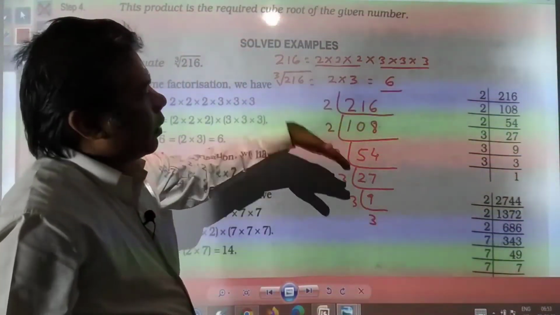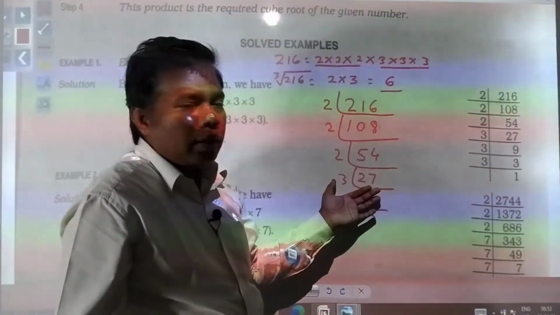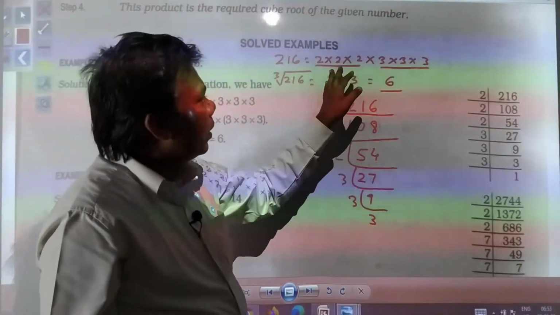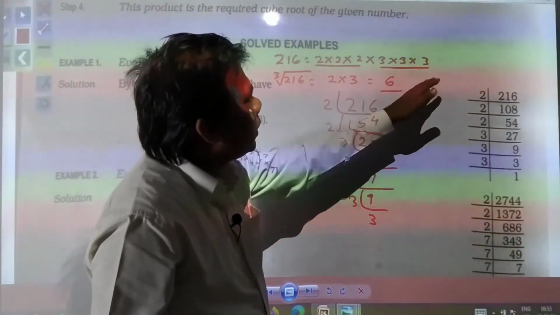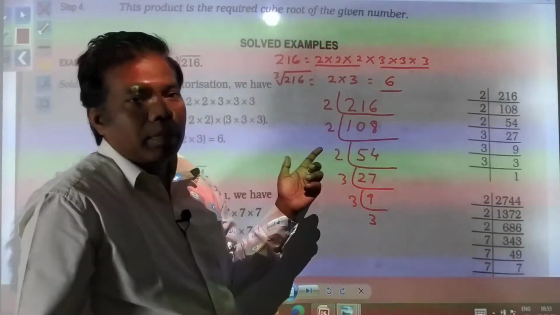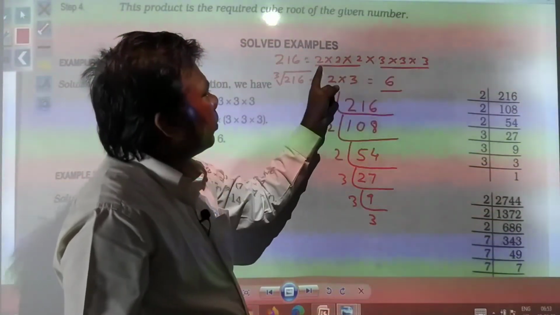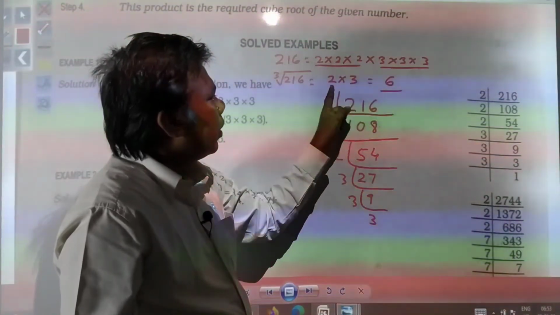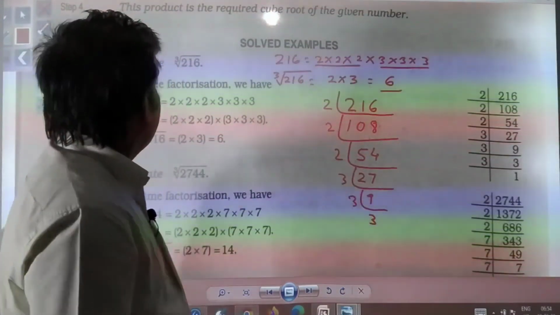So in this way, if any given number is there, you just find out the prime factors of that, then a triplet is required to be recognized, and then the product of those triplets will be the cube root of the given number. Product of those triplets means from one triplet one number you need to take. Suppose you had one triplet of 2 and one triplet of 3, so only 2 and 3 will be required to be taken, and the product of that will be the desired number.